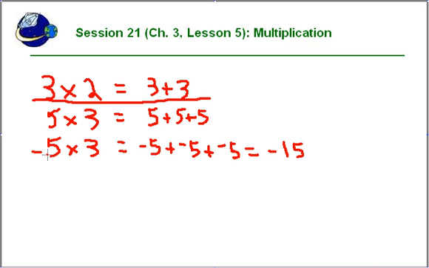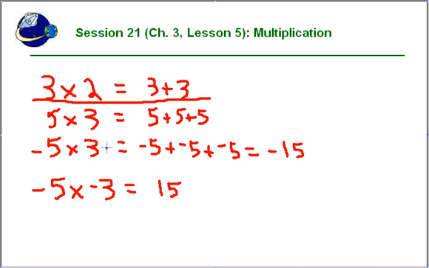So we can see here by a simple illustration that when you have a negative number and you multiply it by a positive number, your answer is going to be negative. I must admit I don't have a good example to show you when you have a negative number being multiplied by a negative number. You're just going to have to memorize this one. A negative number times a negative number is going to yield you a positive answer.